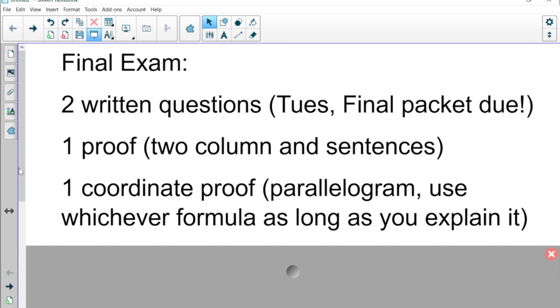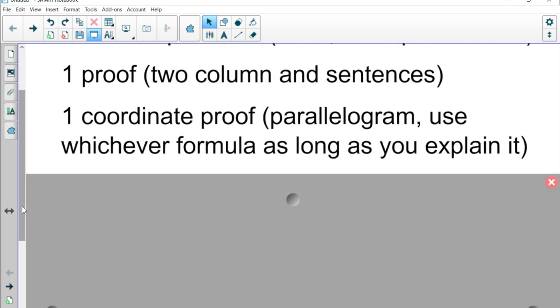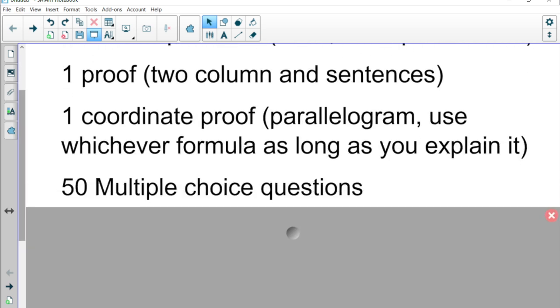Then, on the final exam day itself, 50 multiple choice questions. Okay, 50 multiple choice questions. And we're going to do this for your benefit.